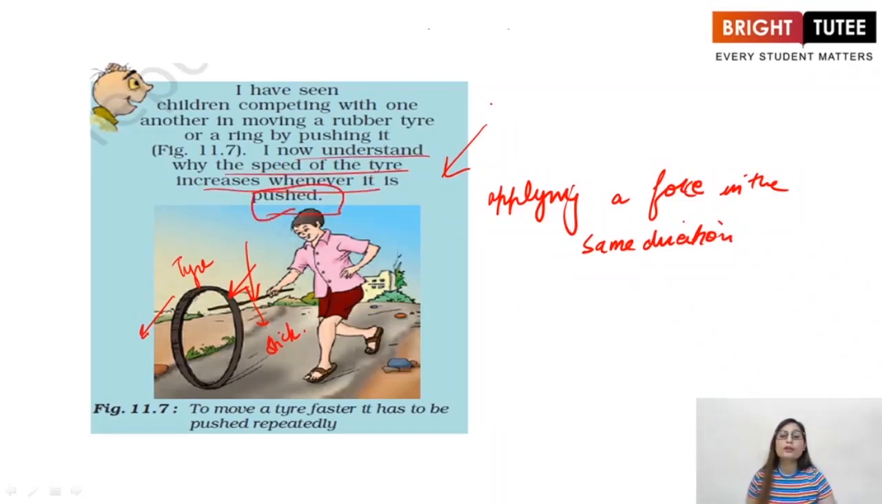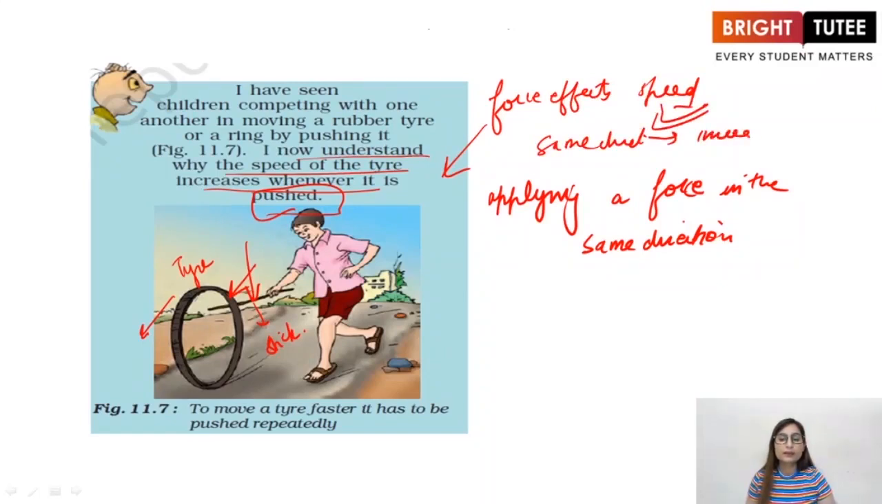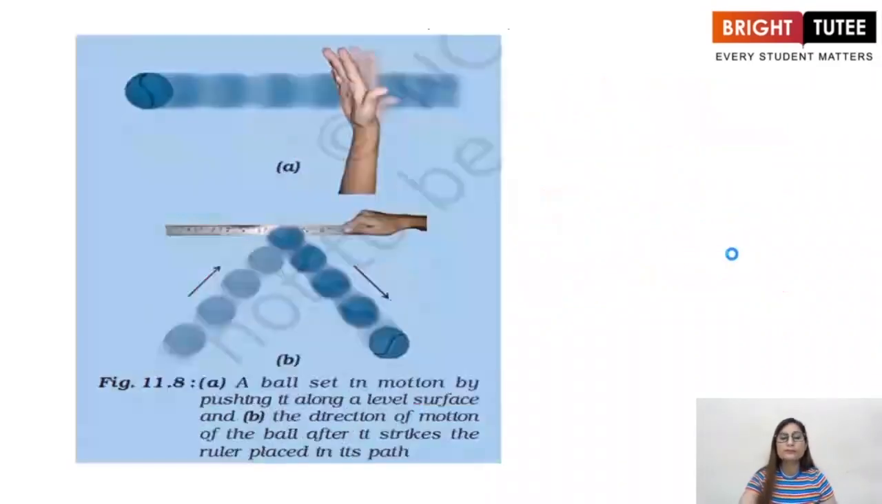So that is why I now understand why the speed of the tire increases whenever it is pushed, because force affects speed, right? It affects speed. When applied in the same direction, it increases the speed, and if applied in the opposite direction, it decreases the speed, right? This is what we are talking about.